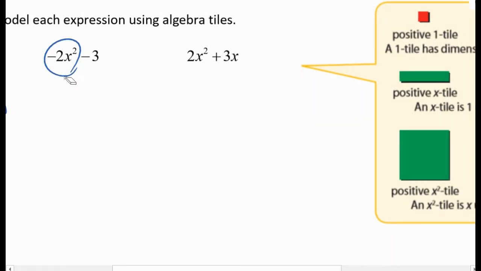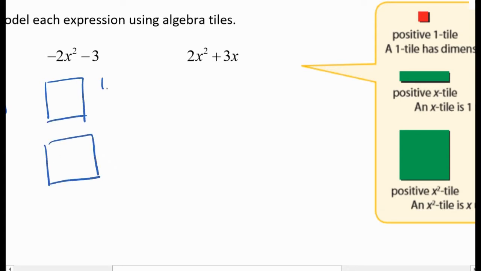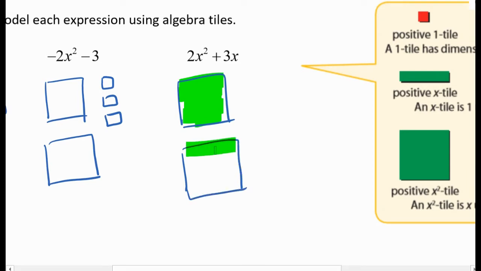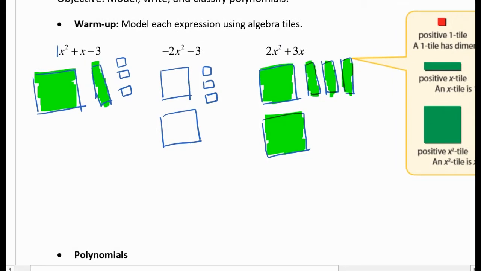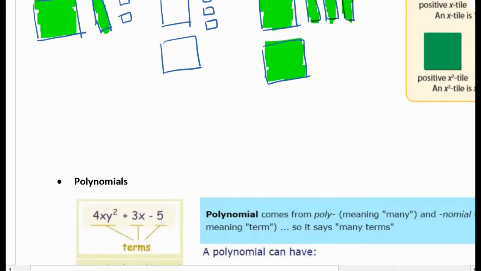Let's do this together. So negative 2x squared. So we draw 2 negative x squared tiles and 3 negative tiles. And 2x squared tiles, you have to shade it. Shade it. And 3 positive x tiles. Shade, shade, shade. So this is how you model expressions using algebra tiles, alright?